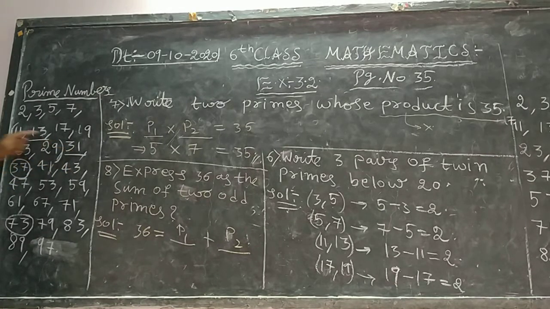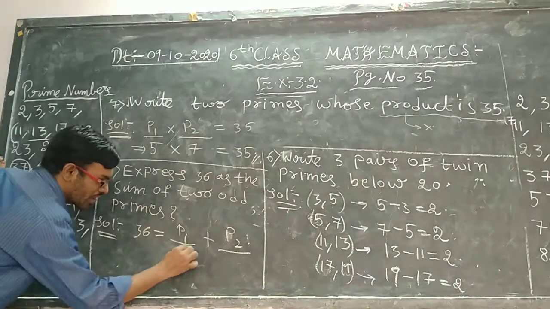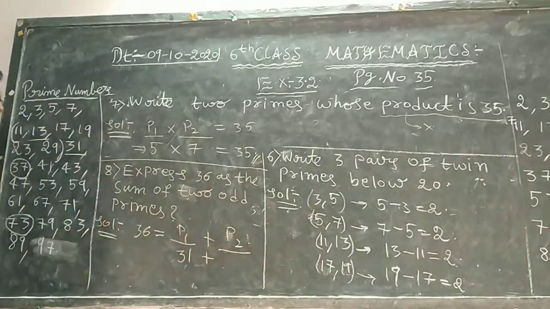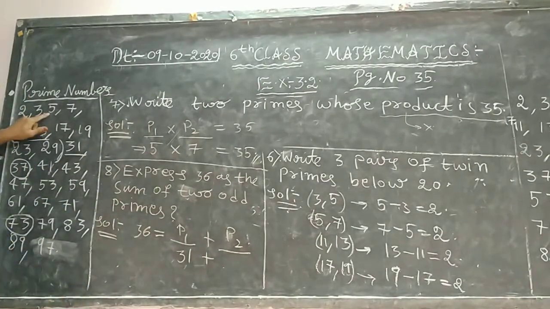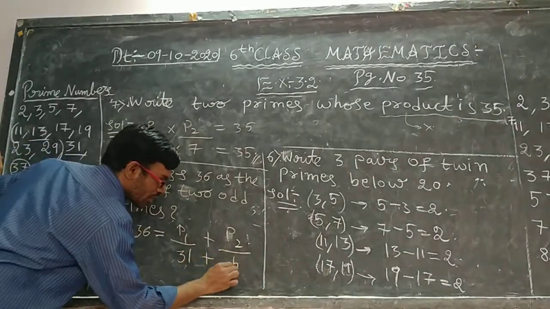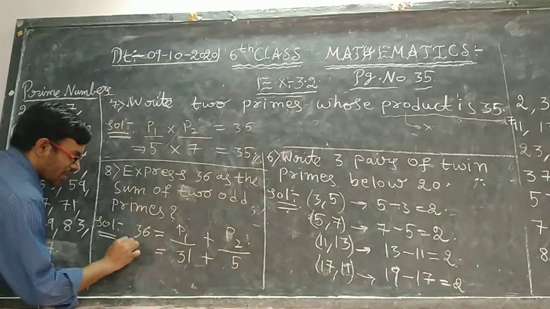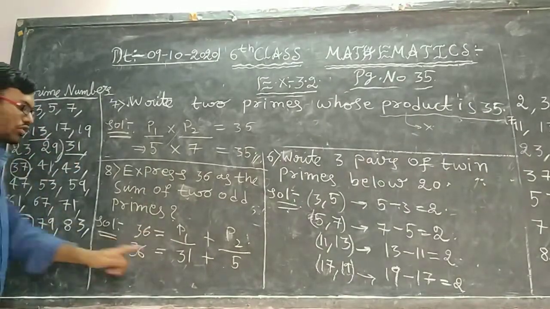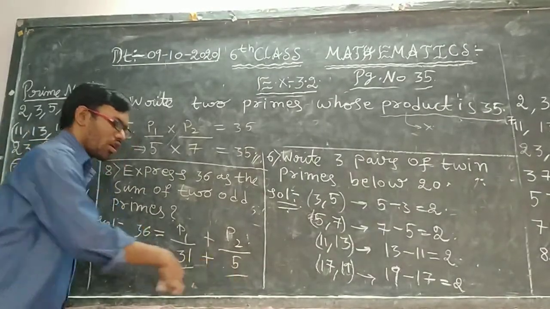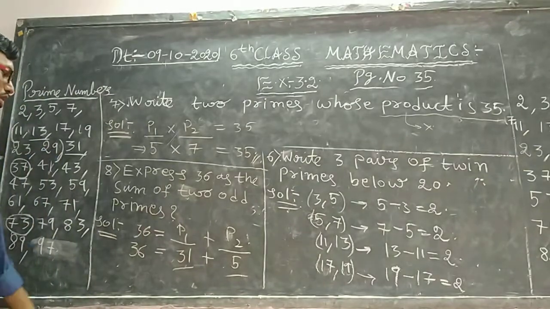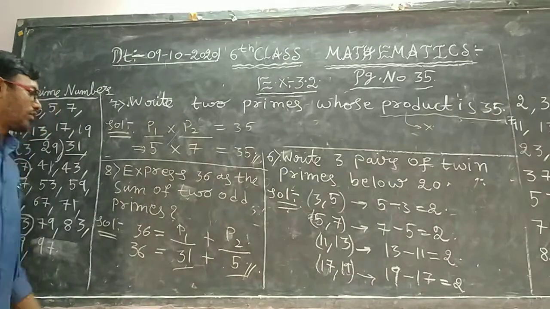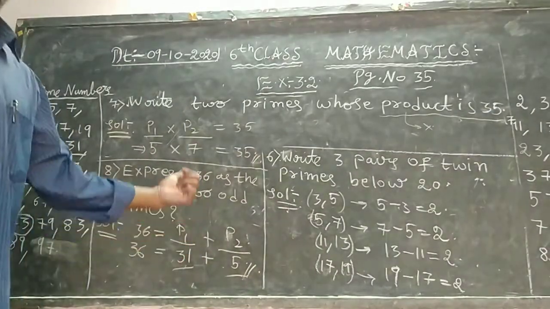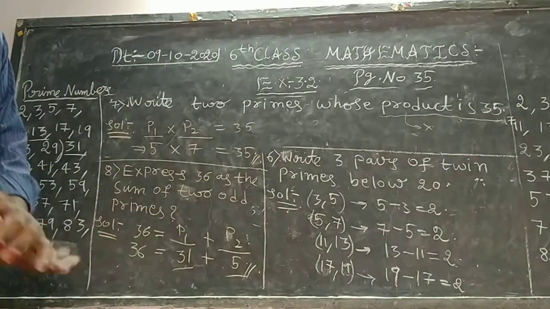So suppose you take P1 as 31, 31 plus dash is equal to 36. So 31 plus 5. What is 31 plus 5? 31 plus 5 is 36. Is it right, children? So 36 is equal to 31 plus 5. These two are odd prime numbers. So this is the end of the 8th answer. Okay? I think you have understood. Next.